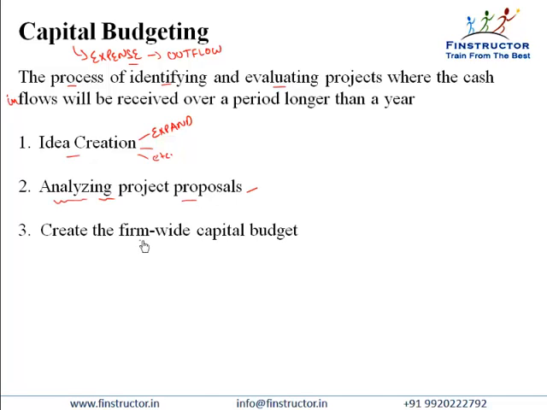Third, create a firm-wide capital budget. In most circumstances, companies do not have an infinite amount of capital, so they need to prioritize which projects are adding more value as compared to the others, and which ones should be taken first and which ones should be left out or taken second, even though all may be adding value.